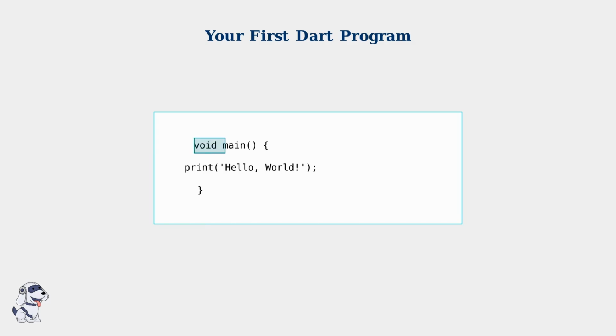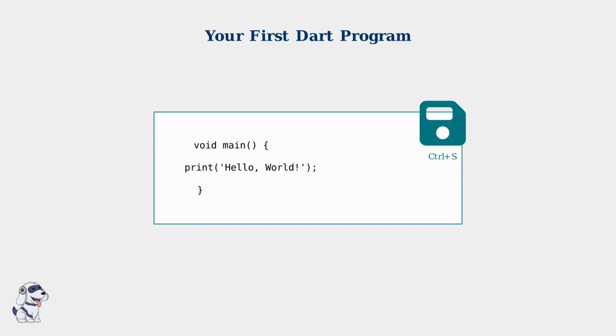Let me explain each part of this code. The word void means this function doesn't return any value. Main is the name of the function. This is where Dart starts running your program. The print function displays text to the console. Notice the single quotes around Hello World. This creates a string. Every statement in Dart ends with a semicolon.